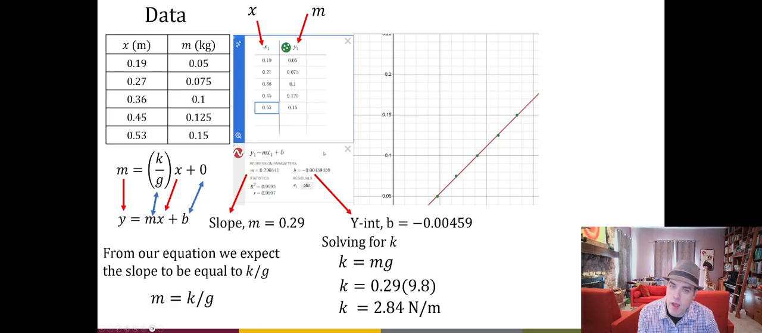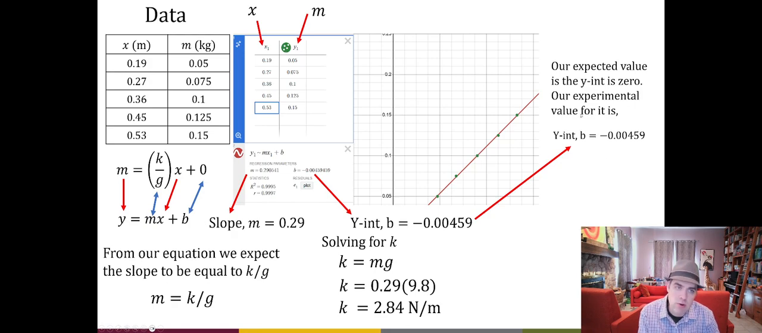Likewise, we can analyze the y-intercept. Our y-intercept here is negative 0.00459. Now, we do expect it to be 0, but it's okay that it's not. Remember, this is an experiment, and we're also kind of measuring by hand with that little ruler. So there's going to be some uncertainty in our calculations. It's fine that this number is different than the 0 value that we expect it to be.